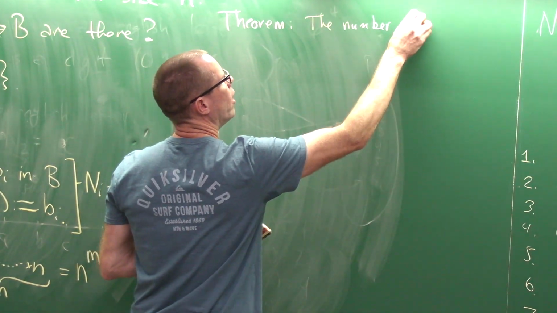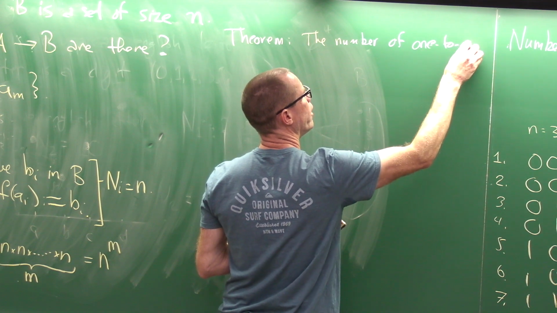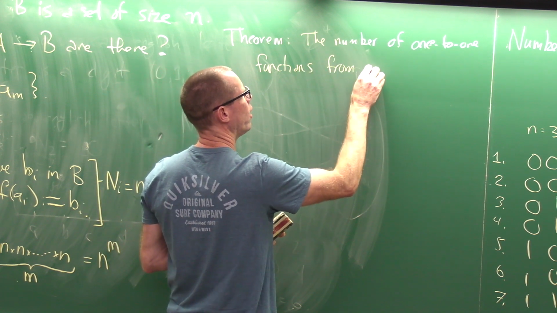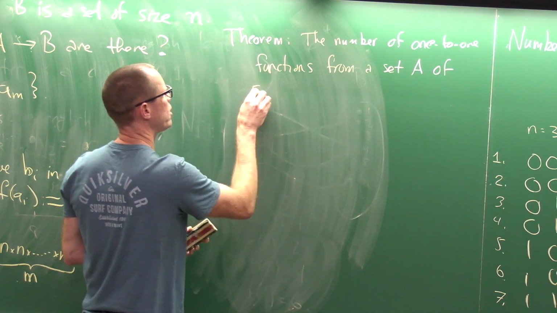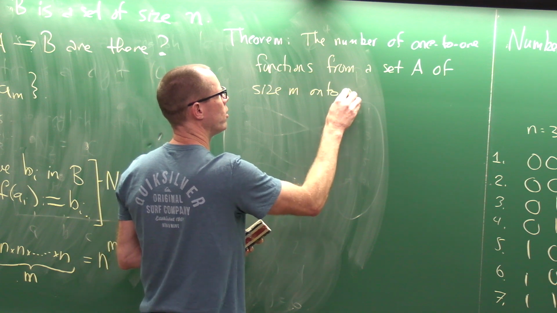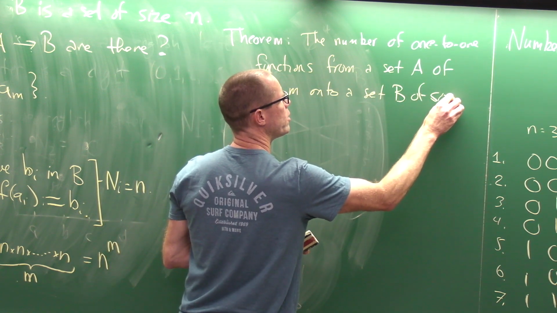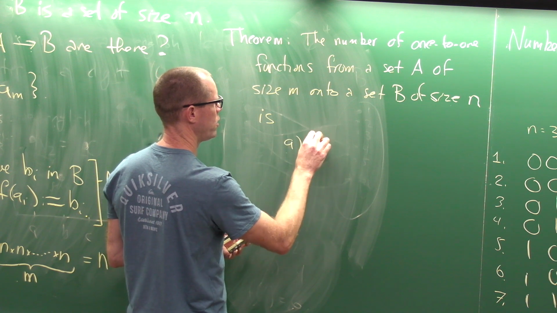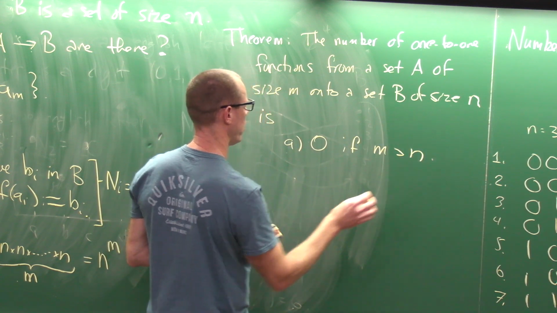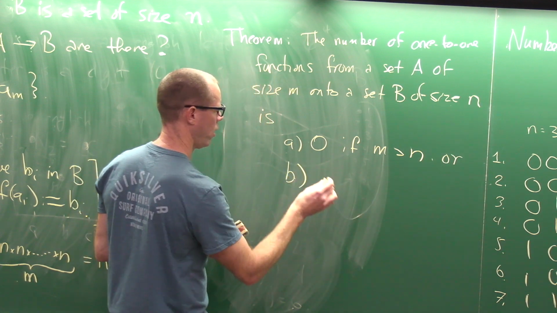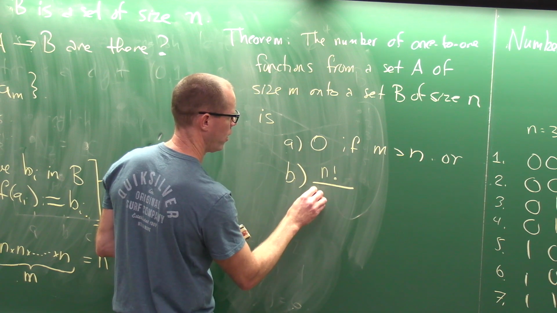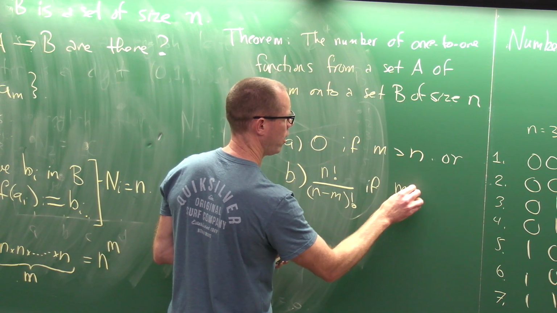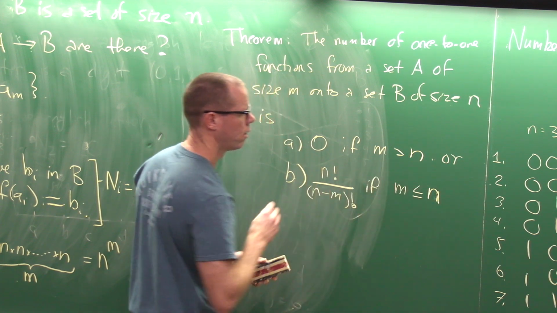The number of one-to-one functions from a set A of size M onto a set B of size N is 0 if M is bigger than N, or N factorial over N minus M factorial if M is less than or equal to N. Okay.